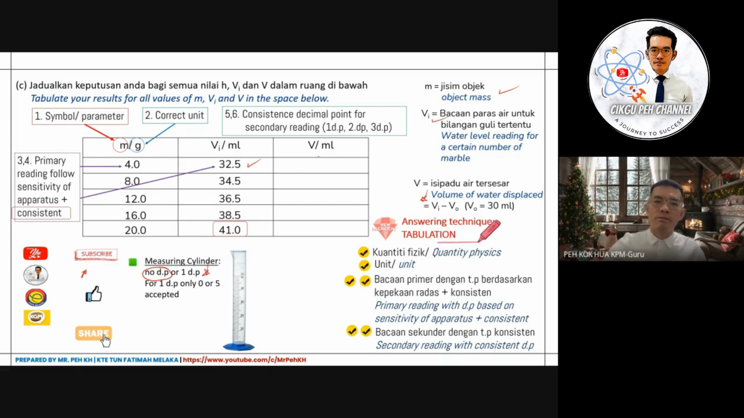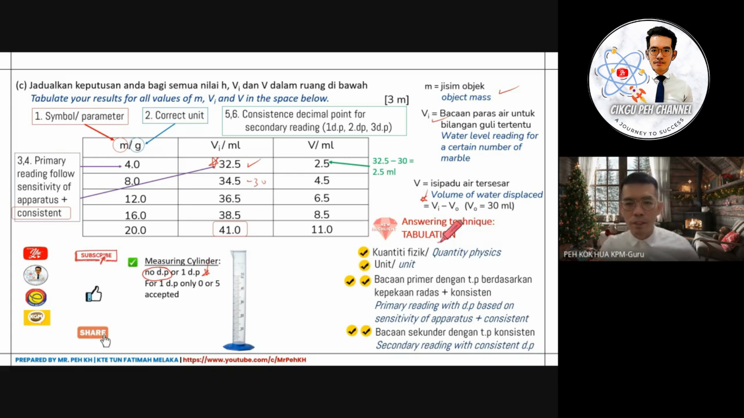So my V here will be 32.5 minus 30, I get 2.5. Then for the second value of V here, there will be 34.5 minus 30, so I get 4.5, and the others. So you can see all values here show consistency of the decimal place, where it is 1 here. Okay, so I think this is very clear that if you get 6 ticks here, you will get full marks for the tabulation.